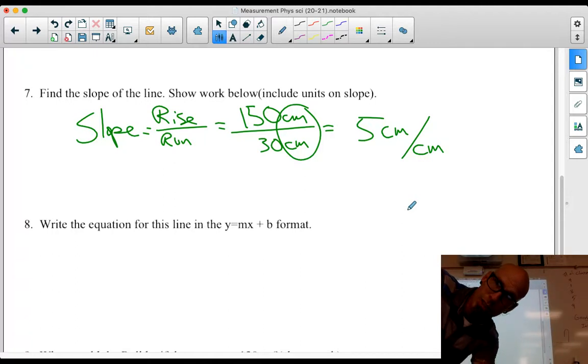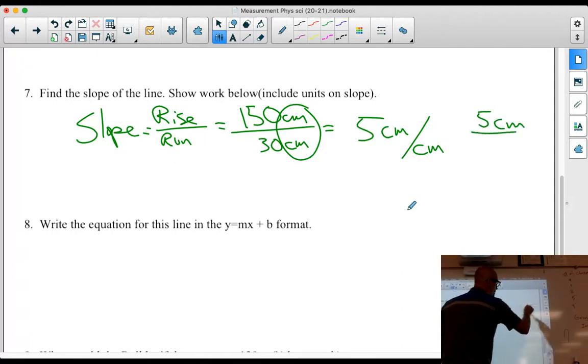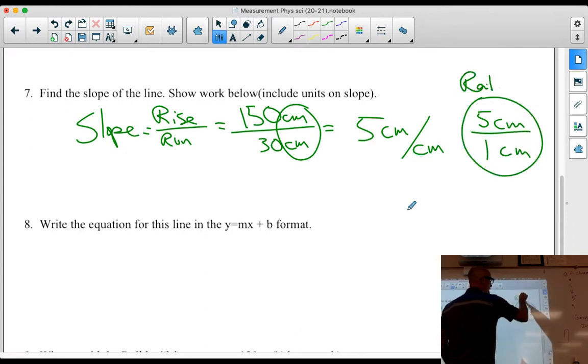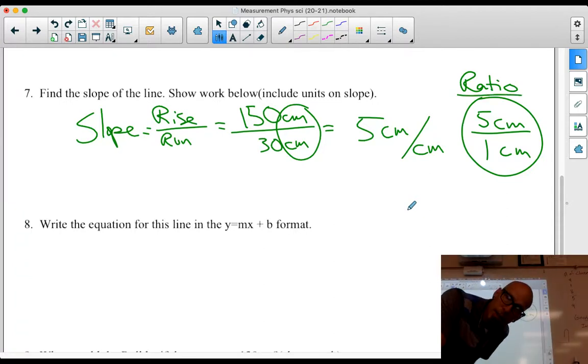So here's what this is saying. We have a 5 centimeter to 1 centimeter ratio, right? Remember, our slope is a ratio. That's the ratio. It's a 5 to 1. 5 centimeters to 1 centimeter ratio. And so here's how I would write this out.